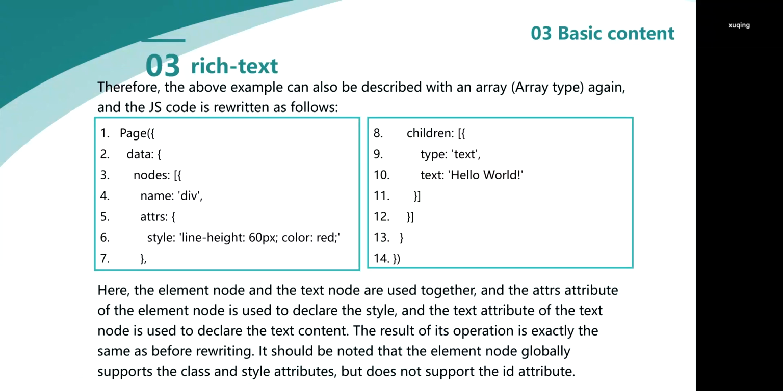And then here, we have rewritten it with these things. It should be noted that the element node globally supports the class and style attributes, but does not support other things like the ID attribute, etc. Yeah, here it's for this rich text.